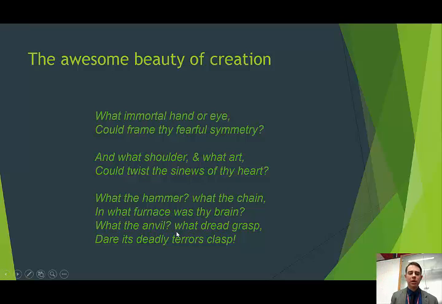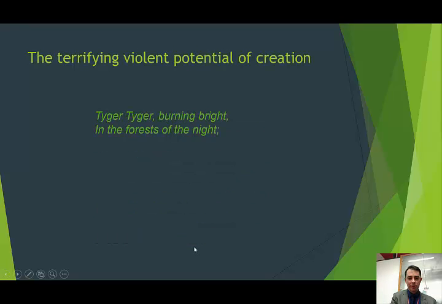And not only those, but also things that are dreaded, things that are deadly, things that are terrifying. Very loaded language here, very emotive language to describe these things. Which leads us to this point, that not only is creation beautiful and phenomenal in its symmetry, but it is also terrifyingly violent.